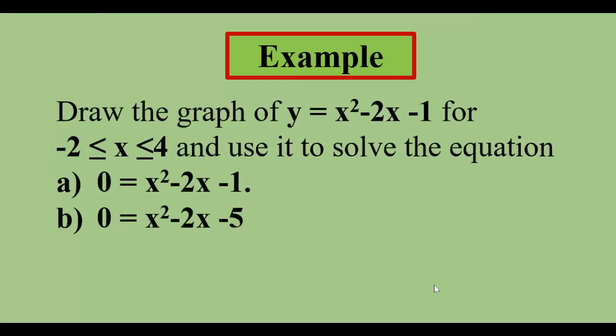For example, we are required to draw the graph of y equals x squared minus 2x minus 1 for x ranging between -2 and 4, and then use it to solve the two equations. The first one, 0 equals x squared minus 2x minus 1, and the next one, 0 equals x squared minus 2x minus 5.